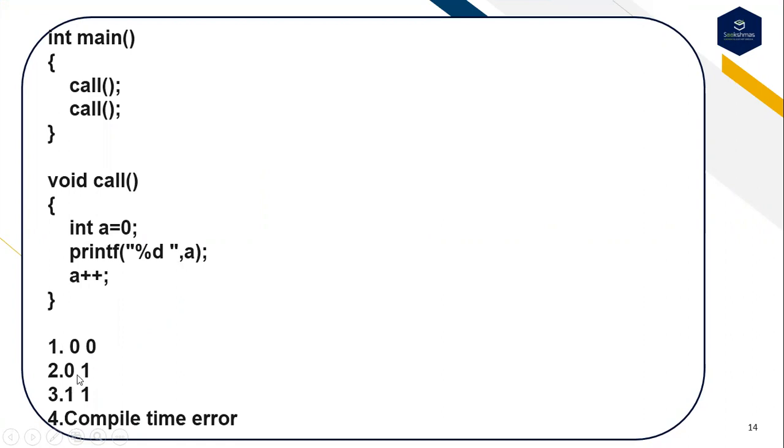First option is 0, 0. Second option is 0 followed by 1. Third option is 1 followed by 1. Fourth option is compile time error. You can pause this video and predict the output of this code.